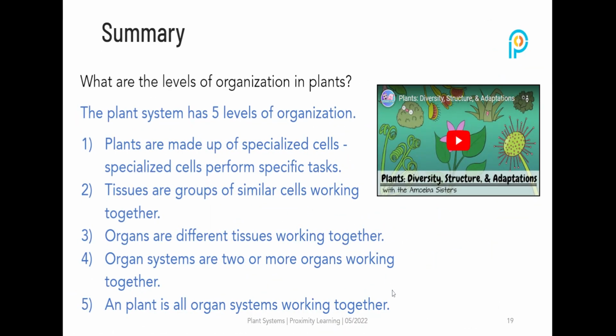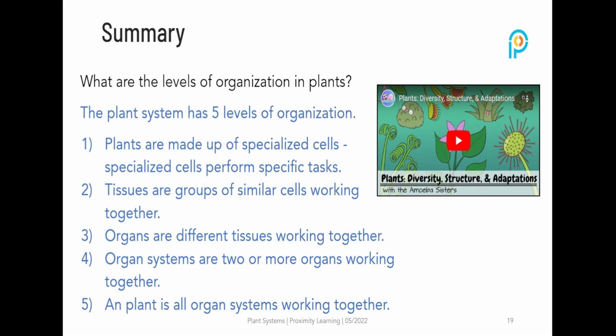So let's summarize this up. What are the levels of organization in plants? Okay, 5 levels. We know this from animals. Plants are made up of specialized cells. Those specialized cells perform specific tasks.